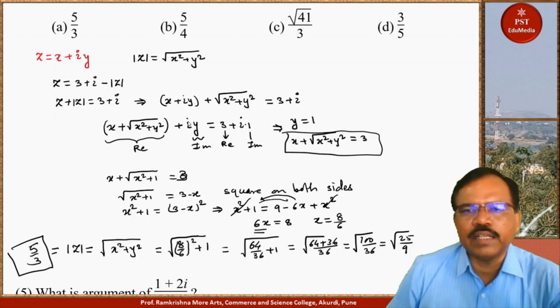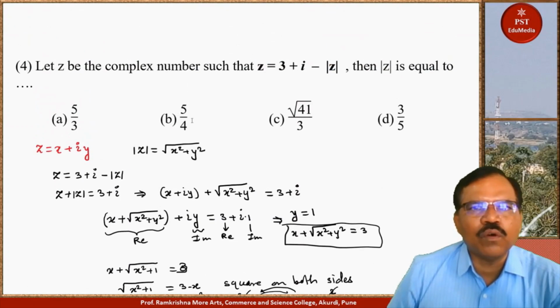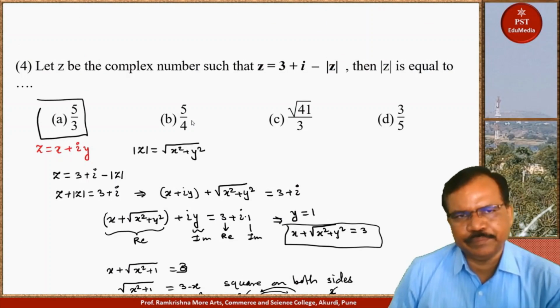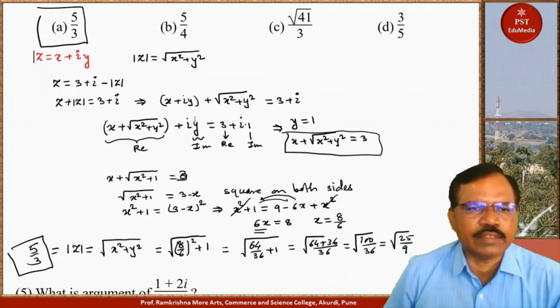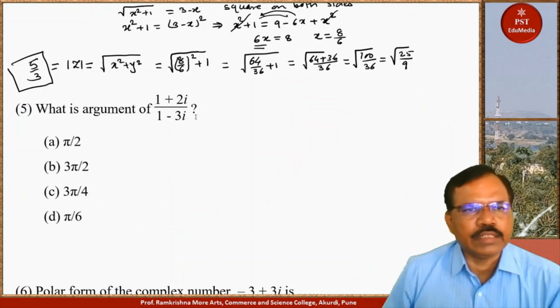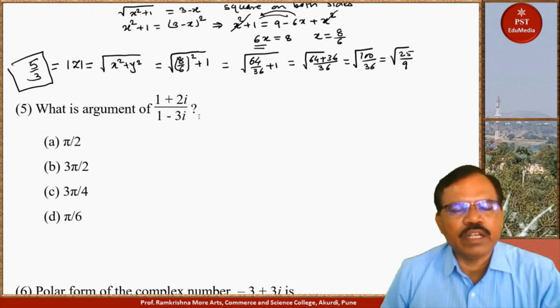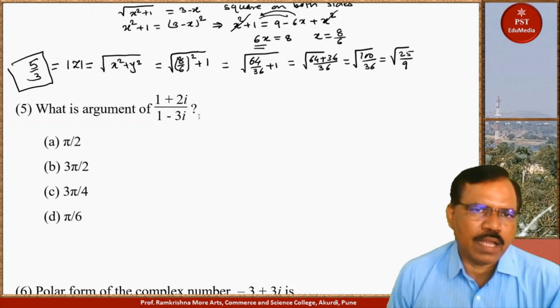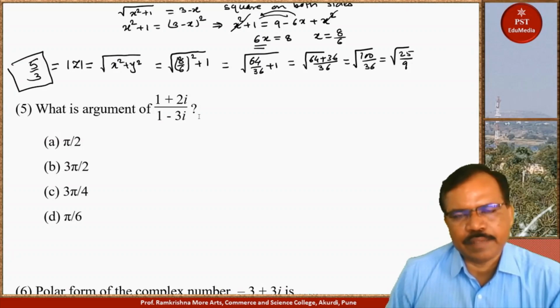Square root of that is 5 by 3. So here out of these 4, this first one is correct. 5 by 3 is correct. Now we'll go to next one. What is the argument of (1 plus 2i) upon (1 minus 3i)?